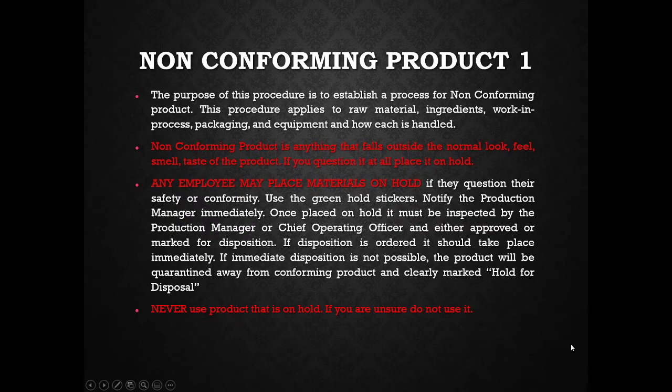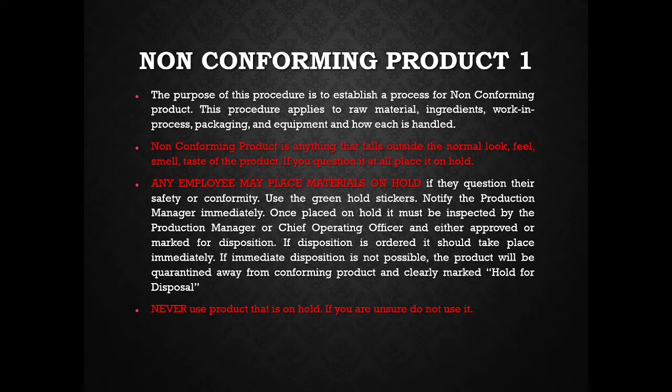Nonconforming product. The purpose of this procedure is to establish a process for nonconforming product. This procedure applies to raw materials, ingredients, work in process, which is product in blue tubs, packaging, and equipment, and how each is handled. Nonconforming product is anything that falls outside of the normal look, feel, smell, taste of the product. If you question it at all, place it on hold.